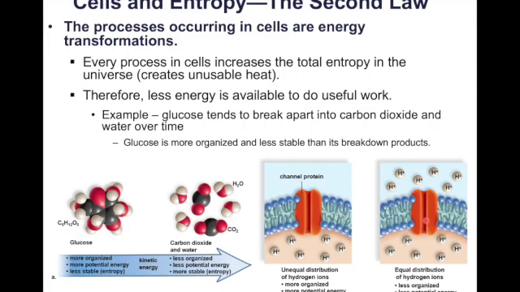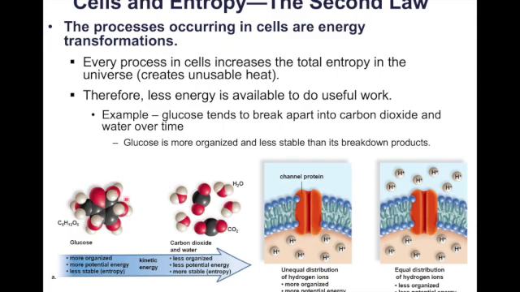So these processes that are occurring in cells, they're all basically just energy transformations. Every process in the cell is going to be increasing the entropy in the universe. Everything we do is always creating some form of unusable heat. So it's always reducing the amount of energy that's available to do work. But this is luckily able to be replenished by the sun, so we don't have to worry about it too much. But for example, glucose tends to break down into carbon dioxide and water over time, right?